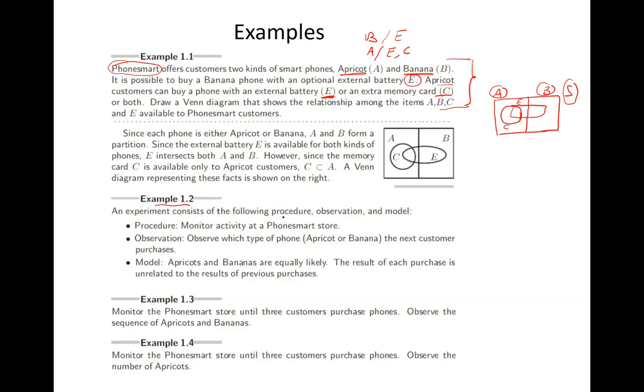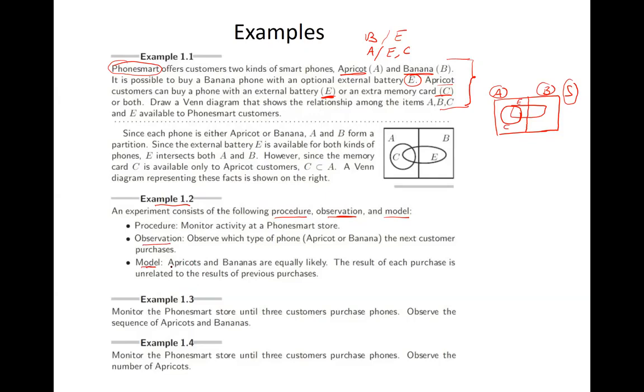So as we said earlier, an experiment consists of a procedure, observations, and a model. Here we have a Phone Smart company. We monitor activity in a company store and observe the type of phone the customer purchases. And then we use a model.